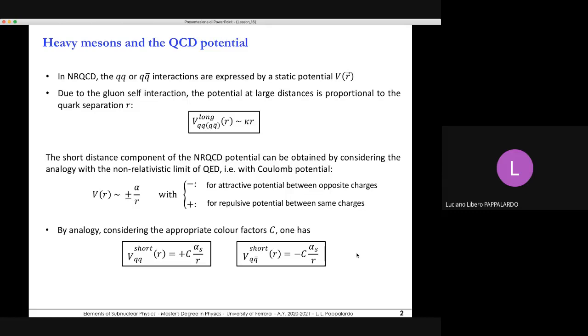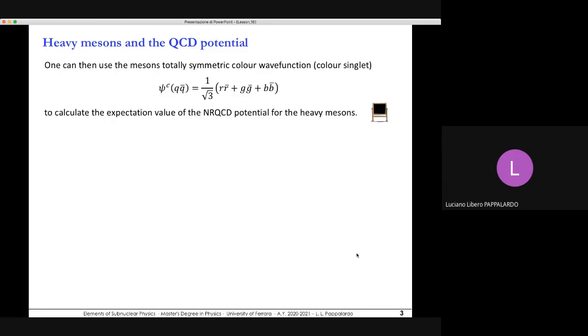Now, let's make use of the totally symmetric color wave function of mesons, the one that we introduced yesterday. So this is the totally symmetric singlet color component of the wave function of mesons. And let's calculate the expectation value of this non-relativistic QCD potential for the case of heavy mesons. Okay. So let me switch now to the board.